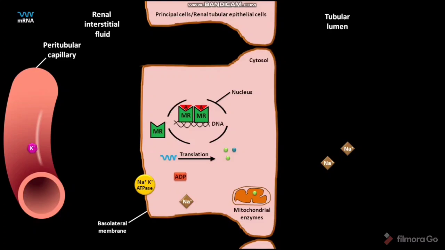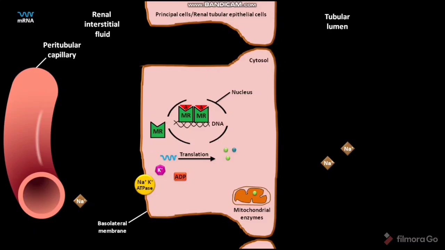After the ATP hydrolysis, the cytosolic Na+ ion moves through the Na+ K+ ATPase and reaches the renal interstitial fluid. The K+ ion present in the peritubular capillary moves to the renal interstitial fluid and then moves through the Na+ K+ ATPase and then reaches the principal cell's cytosol.